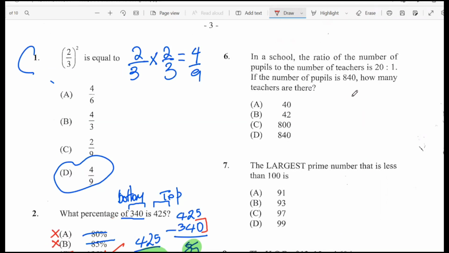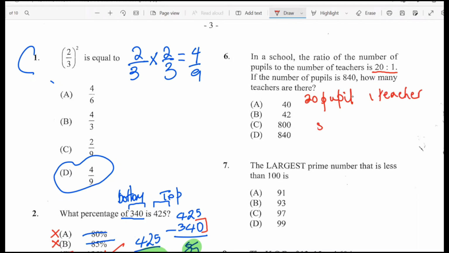Let's look at number 6. Number 6 says, in a school, the ratio of the number of pupils to the number of teachers is 20 to 1. So we're talking about 20 students to 1 person. If the number of pupils is 840, how many teachers are there? So for every 20 pupils, we're talking about 1 teacher.